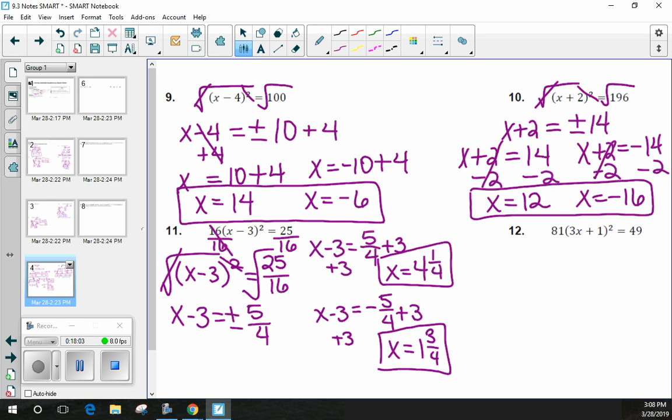So isolating that power is the name of the game. Sometimes it's just an x, sometimes it's a sum or difference. But if it's a power, you can still isolate it, get rid of the stuff on the outside of it, and then take the square root to get rid of the power.